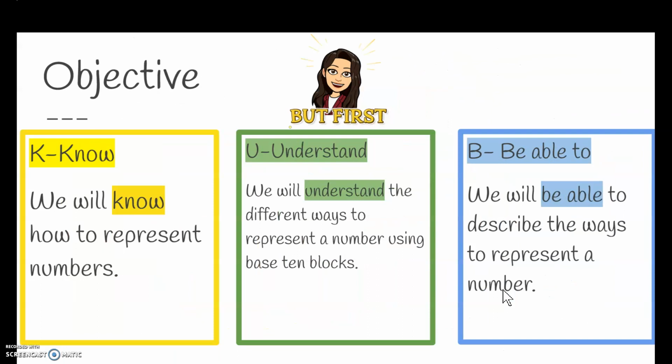Our objective for today, we will know how to represent numbers. We'll understand the different ways to represent a number using base 10 blocks. So that's our focus. We'll be able to describe the ways to represent a number. Okay? Make sure you look at the base 10 blocks. Okay, so what block is it? If you don't know the name, how much it's worth, the value, anything you know about this block. So keep in mind, you're welcome to pause and hopefully you get it right. So what block is it?